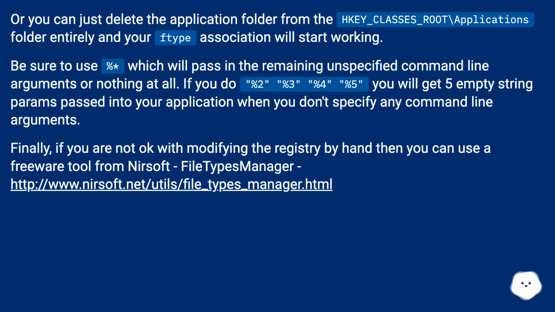If you do %2, %3, %4, %5, you will get 5 empty string params passed into your application when you don't specify any command line arguments. Finally, if you are not okay with modifying the registry by hand, then you can use a freeware tool from Nirsoft, FileTypesMan, at this URL.